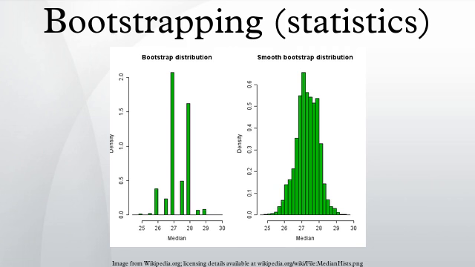Bootstrapping is the practice of estimating properties of an estimator by measuring those properties when sampling from an approximating distribution. One standard choice for an approximating distribution is the empirical distribution of the observed data. In the case where a set of observations can be assumed to be from an independent and identically distributed population, this can be implemented by constructing a number of resamples of the observed dataset, each of which is obtained by random sampling with replacement from the original dataset.